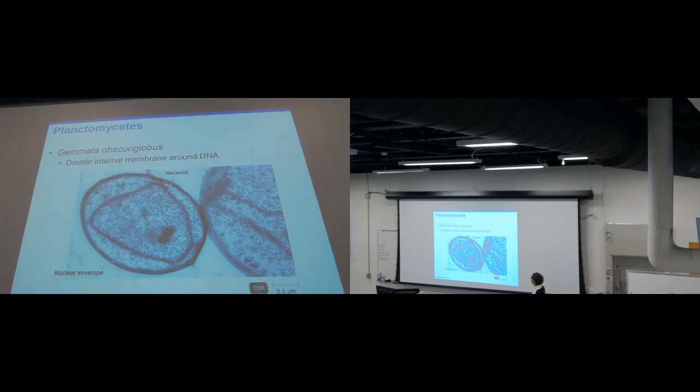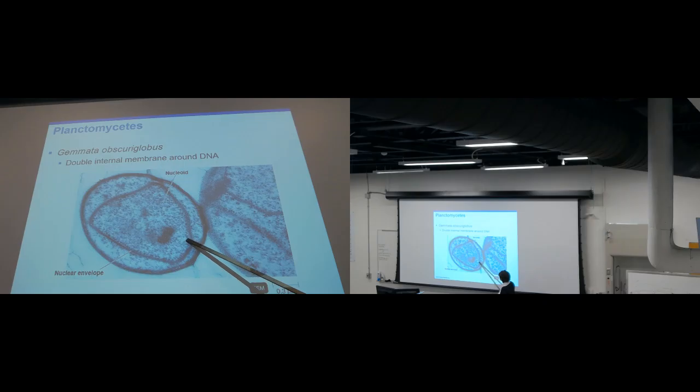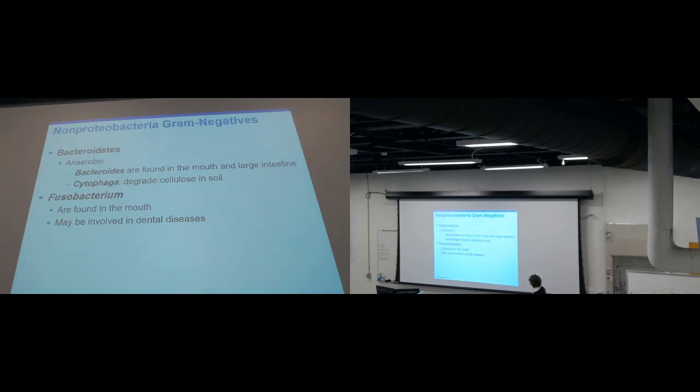And now we have some bacteria that are one of the exceptions to the rule. Remember, bacteria are prokaryotes. Prokaryotes don't have a nucleus, which means that they don't have a nuclear membrane that surrounds the DNA. But what you can see here is a nuclear envelope in this bacteria. This is Gemmata obscuriglobus. So it has a double membrane around the DNA, which is the nucleoid. So this is one of the exceptions to the rule. This is a Planctomycete.